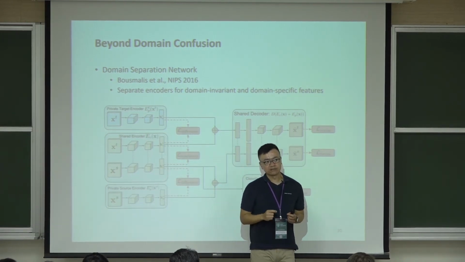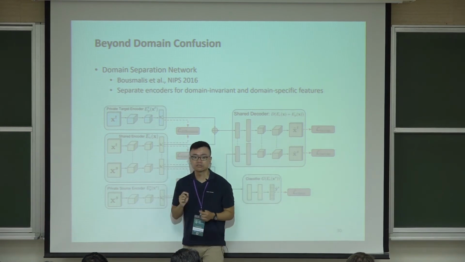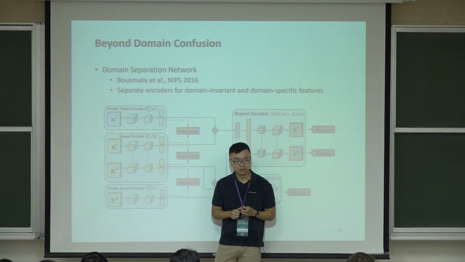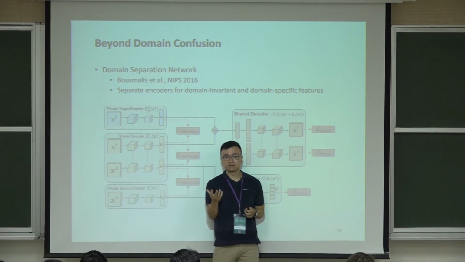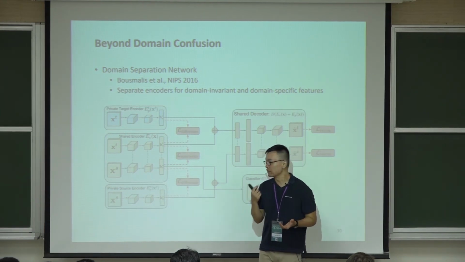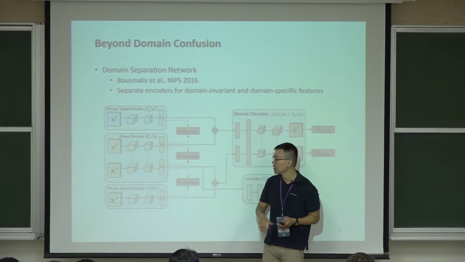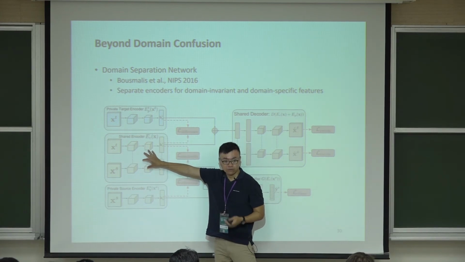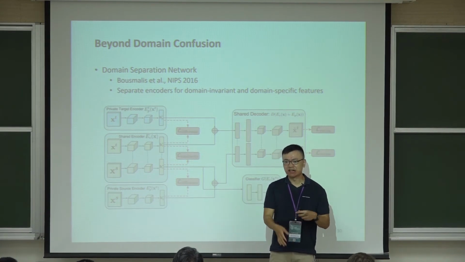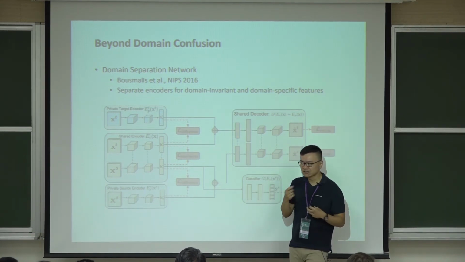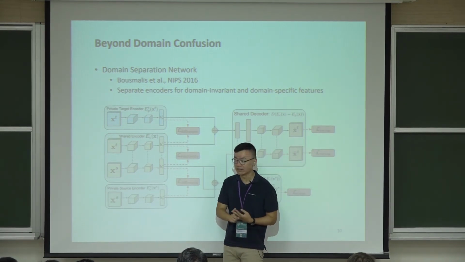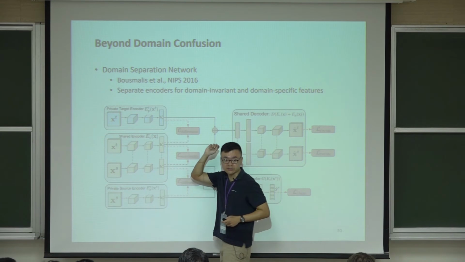You can consider that the shared encoder is to extract the commonly shared content information, right? Like the example I just gave you, maybe we have face images of photos and face images of sketches. The shared encoder would focus on extracting the content information only, not the color, not the style information. Those color information will be preserved in the private encoders.